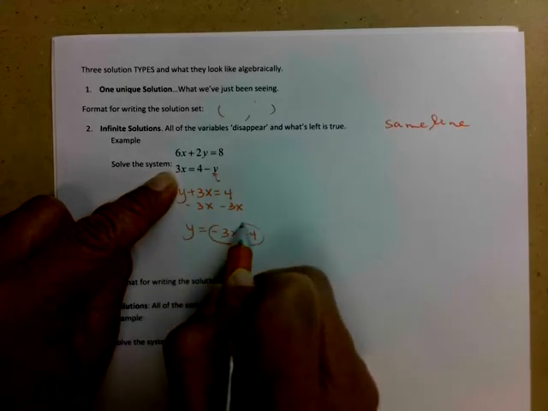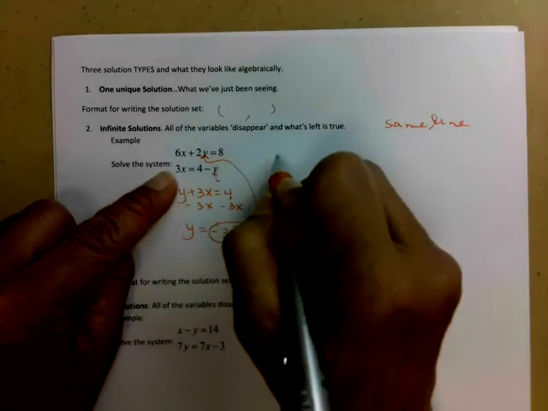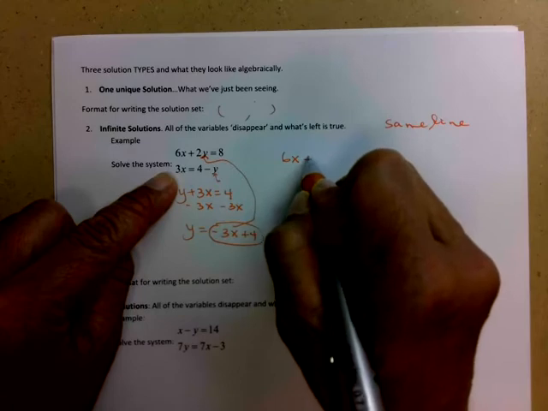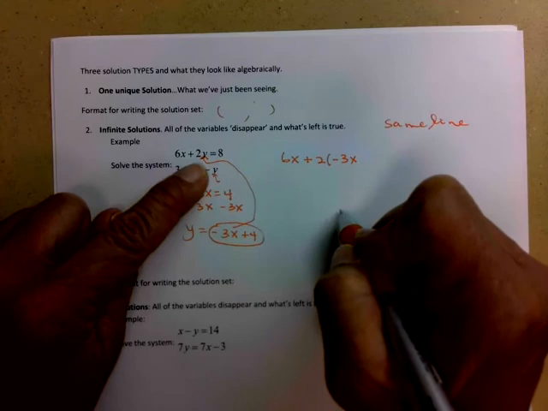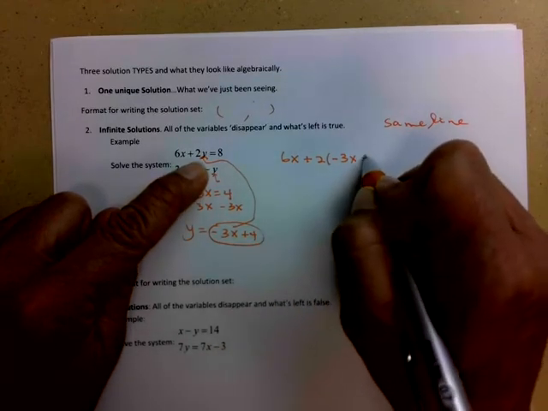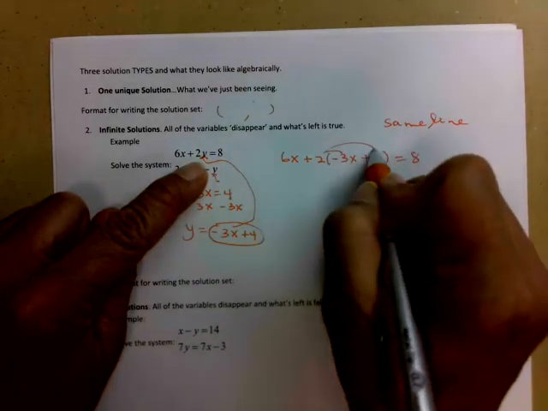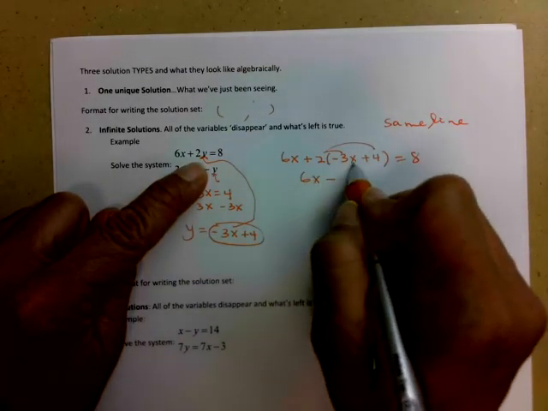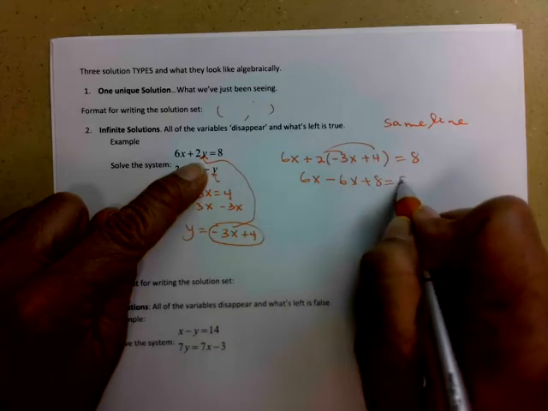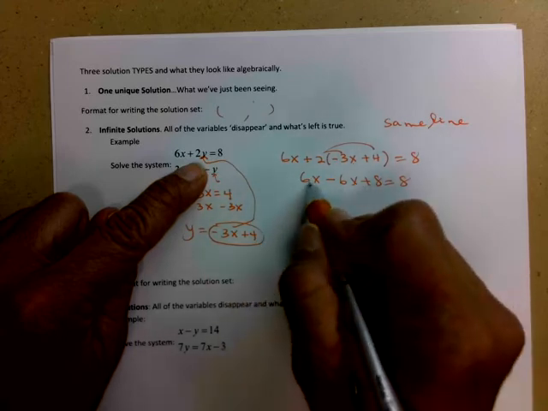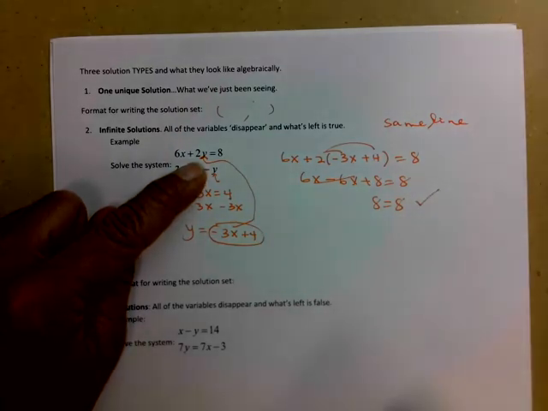So now I'm going to take the right side and substitute it into the other equation. You don't want to use the same equation that you just manipulated because you get in an endless loop. So use the other one. So 6x plus 2 times y, which is now this other version, equals 8. So we're going along our merry way. 6x, 2 times negative 3x is negative 6x, plus 8 equals 8. 6x minus 6x, those guys add out. 8 equals 8. I have no variables, and what's left is a true statement.